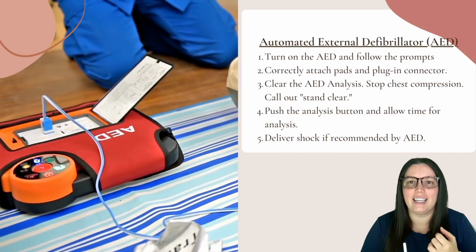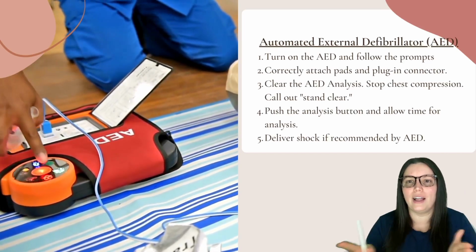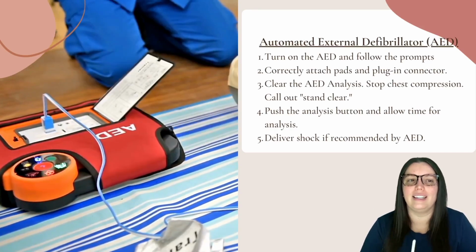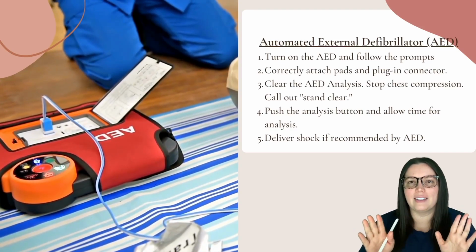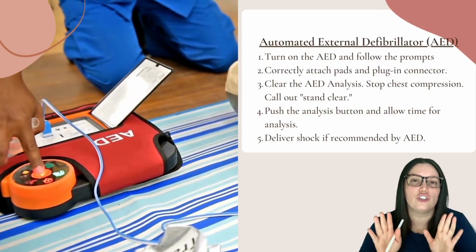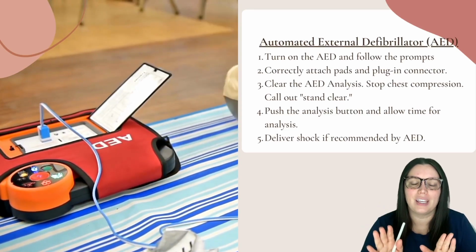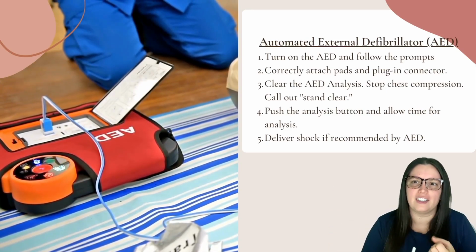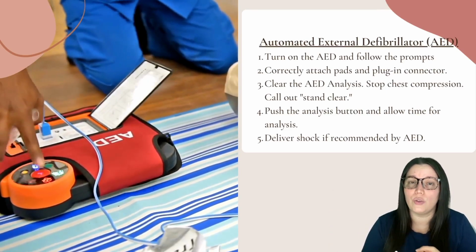Turn on the AED and follow the prompts. It is going to tell you what to do. Correctly attach the pads and plug in the connector. When you look at the pads, they're going to have a little picture on them normally that shows you where they should be placed. Make sure that you remove any barriers, including medication patches, water, as well as clothing, before you place the pads.